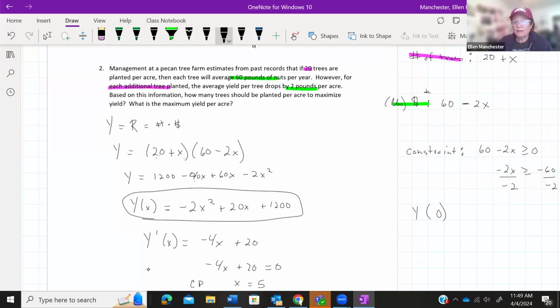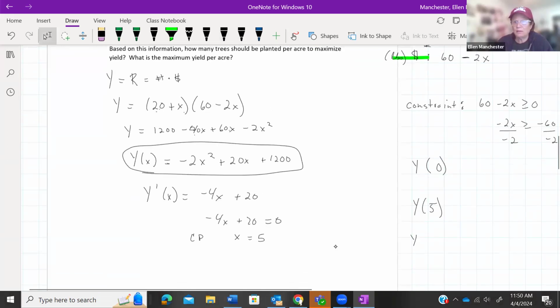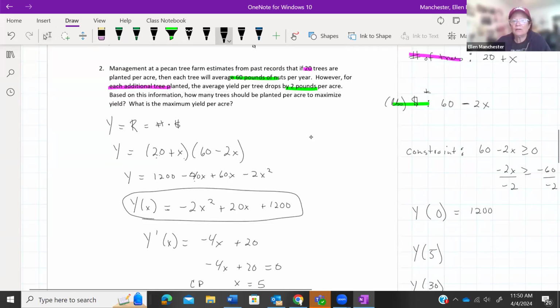Okay, so now we can check when I make 0 changes, when I make 5 changes, or when I make 30 changes. So with 0 changes, I'm still going to end up with 1,200 pounds of fruit. All right, that's good. That's still a very good yield, right? 1,200 pounds. Because if you remember, we started with 20 trees. Each tree produces 60 pounds. Well, 20 times 60, there's your 1,200. Okay, so no changes, I still get 1,200.